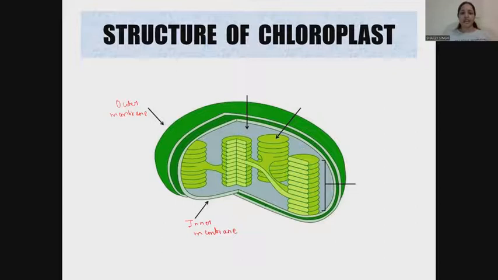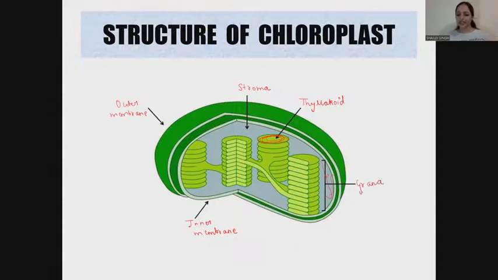And this aqueous part is called stroma. In this structure, you can see plate-like structures which are stacked over each other. These structures are known as thylakoids. One thylakoid, two thylakoids, they are stacked over each other, and this entire structure is known as grana.